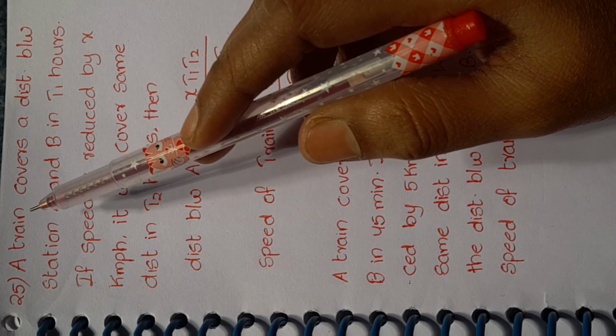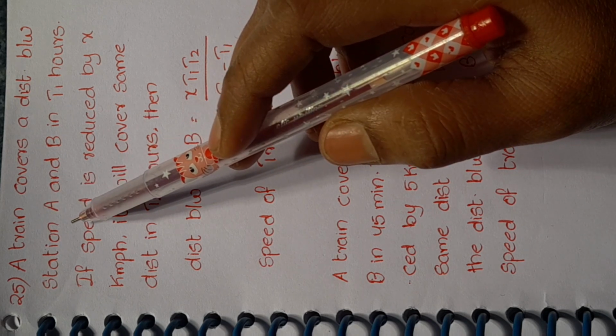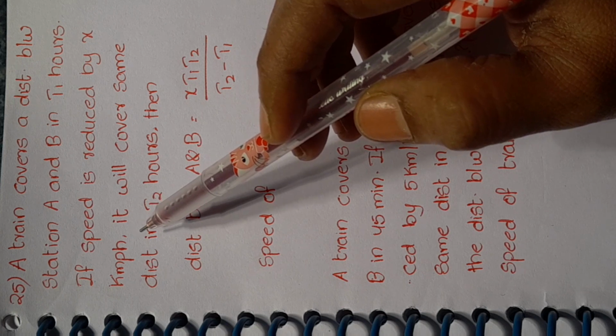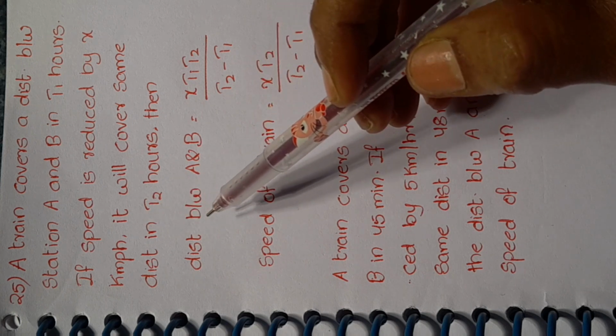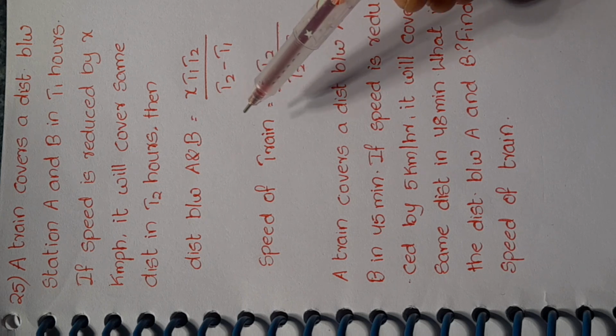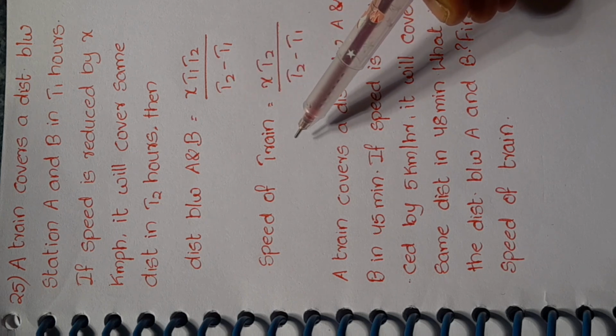Question number 25 in trains topic. A train covers a distance between station A and B in T1 hours. If speed is reduced by x kilometers per hour, it will cover the same distance in T2 hours. Then the distance between A and B is given by x into T1 T2 by T2 minus T1, and the speed of the train is x T2 by T2 minus T1.